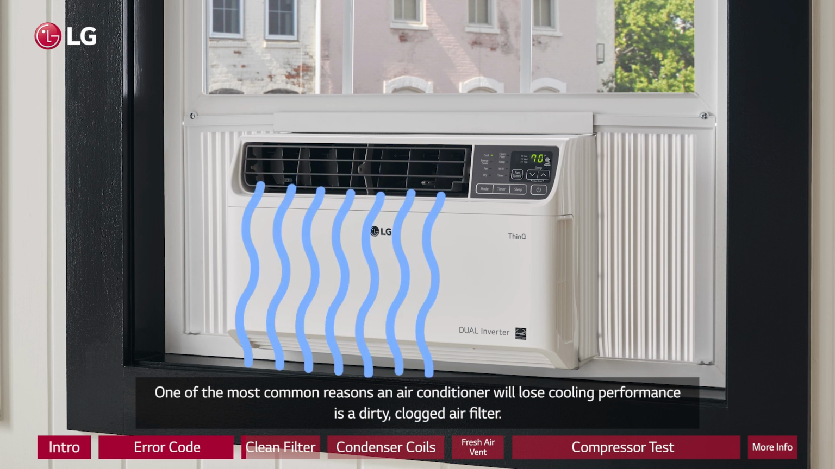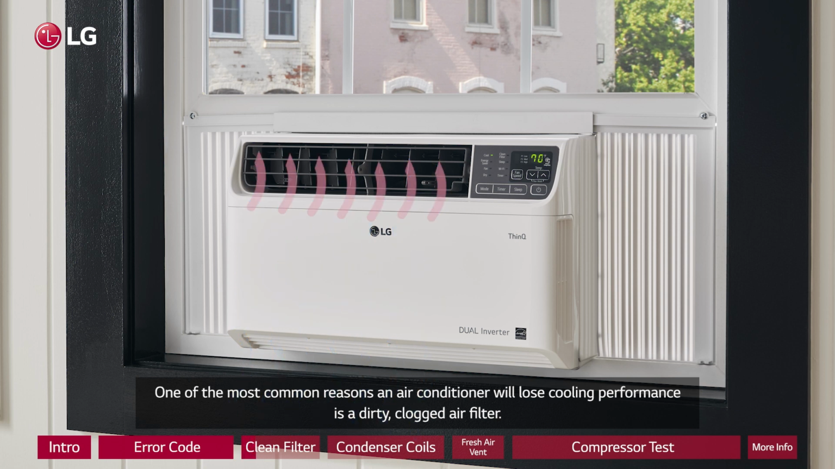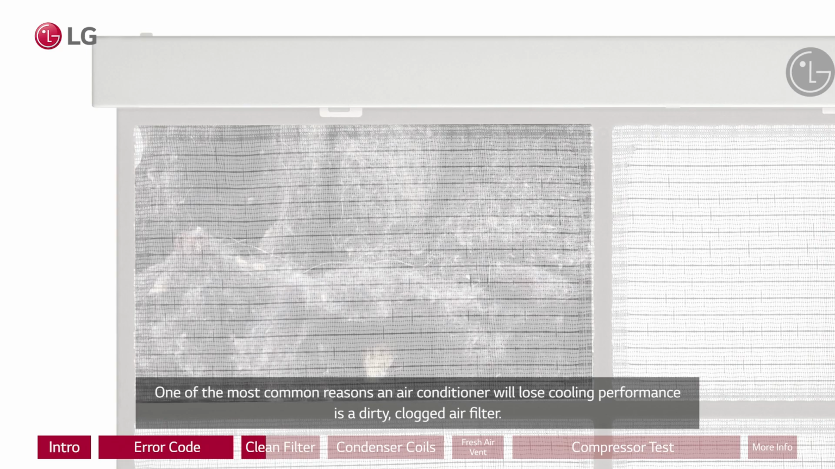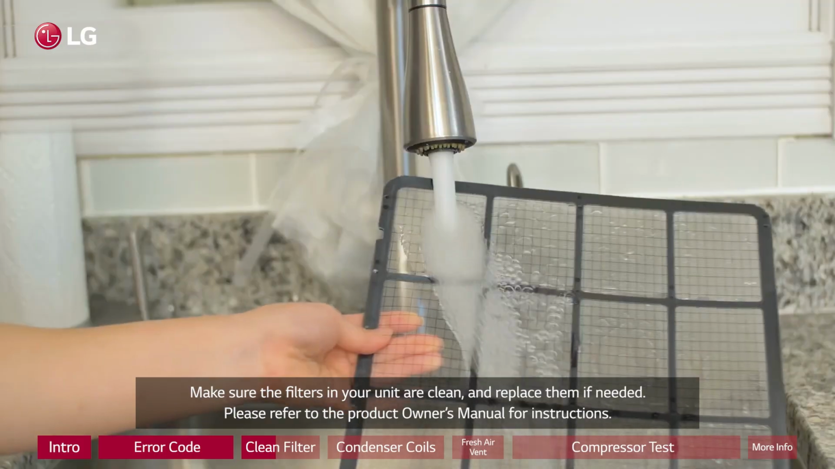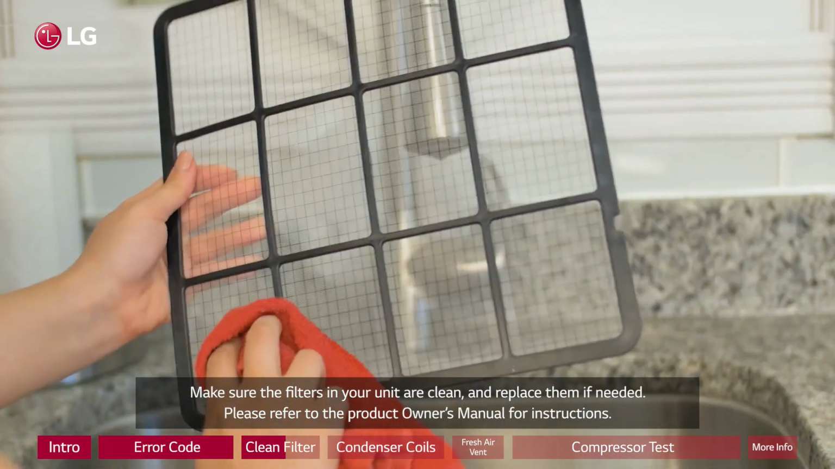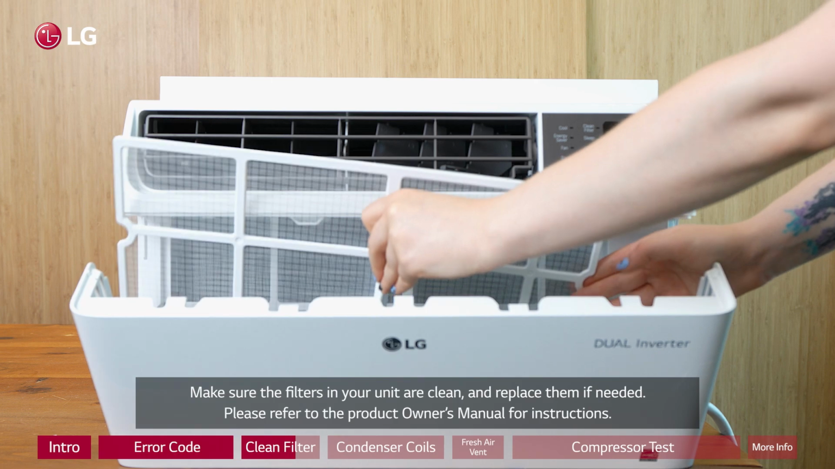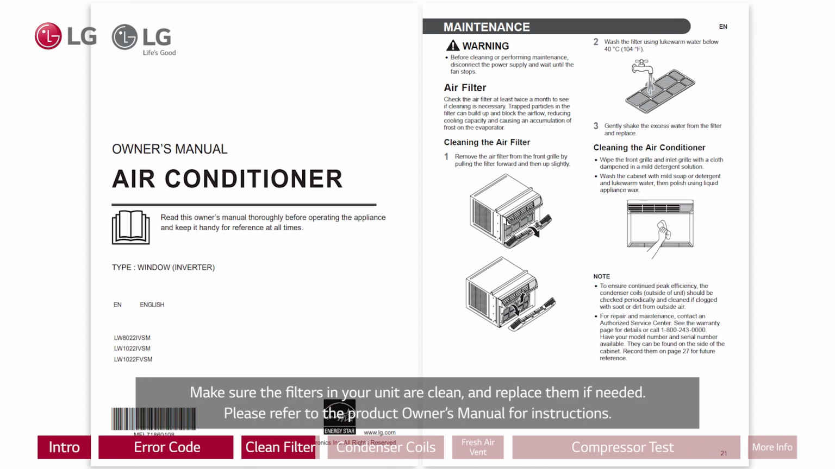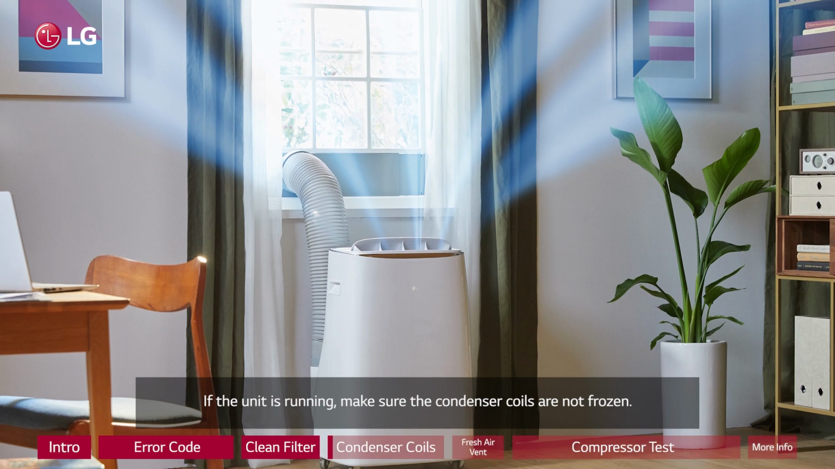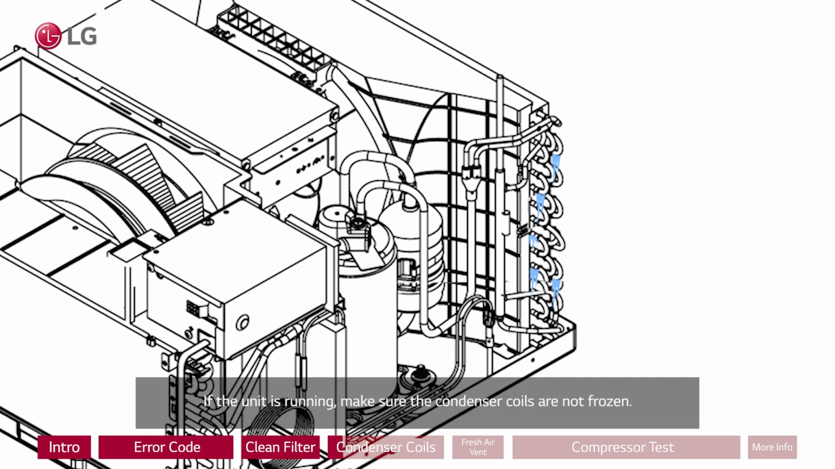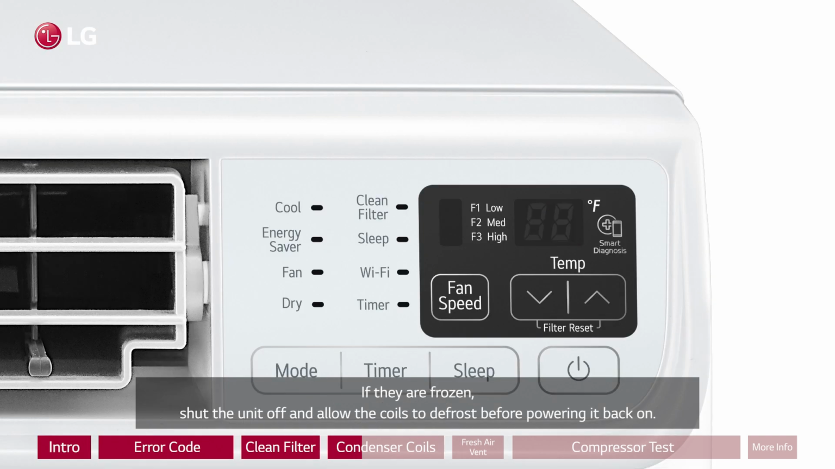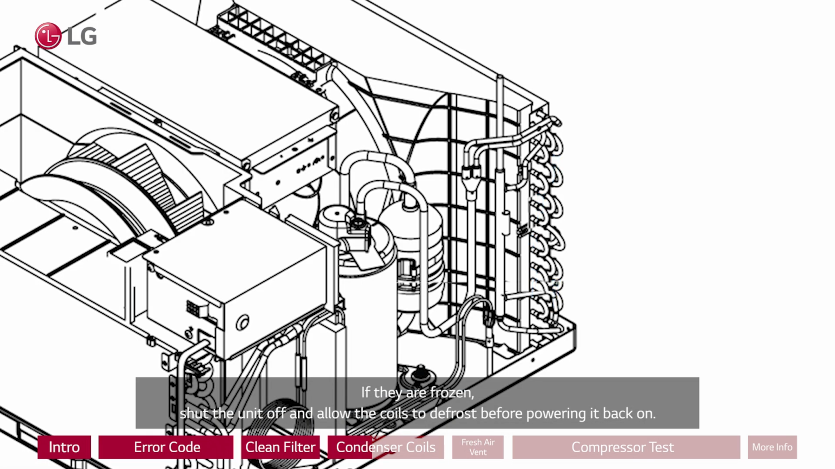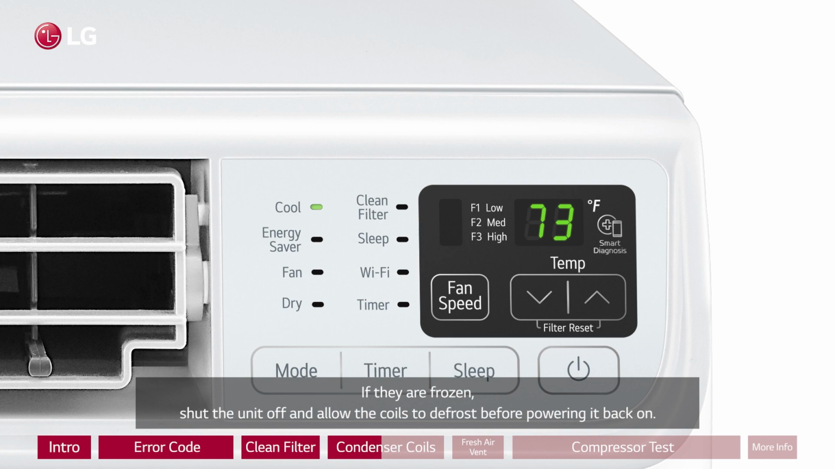One of the most common reasons an air conditioner will lose cooling performance is a dirty, clogged air filter. Make sure the filters in your unit are clean and replace them if needed. Please refer to the product owner's manual for instructions. If the unit is running, make sure the condenser coils are not frozen. If they are frozen, shut the unit off and allow the coils to defrost before powering it back on.